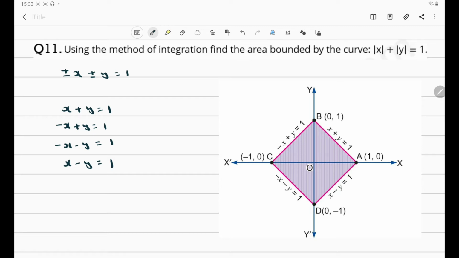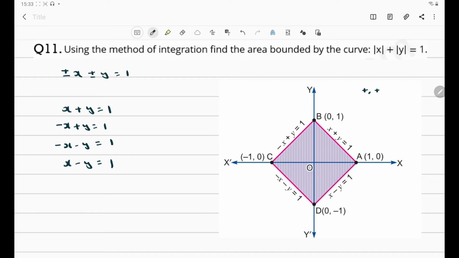So let us plot the graph of x plus y equal to 1, which is the line joining AB, and minus x plus y equal to 1 is the line joining BC, and we get minus x minus y equal to 1, that is line CD, and x minus y equal to 1, that is line DA. As we know that in the first quadrant x and y are positive, so the line in the first quadrant is when you have x and y both positive.